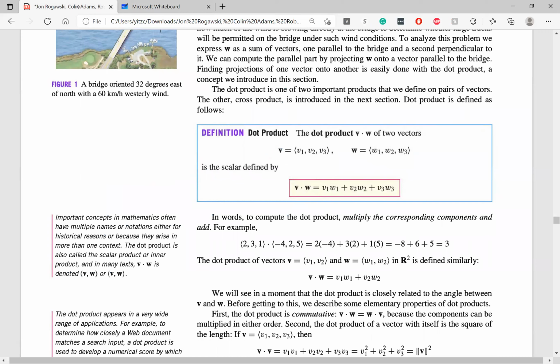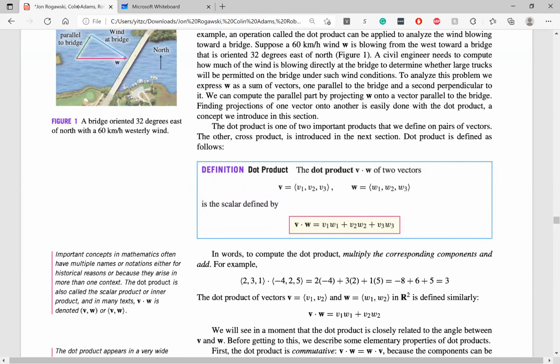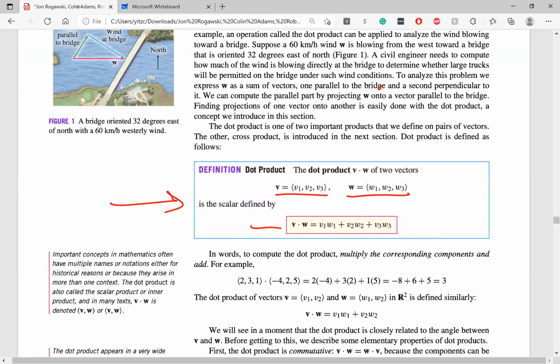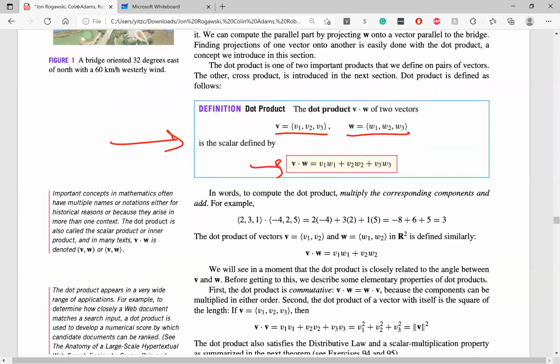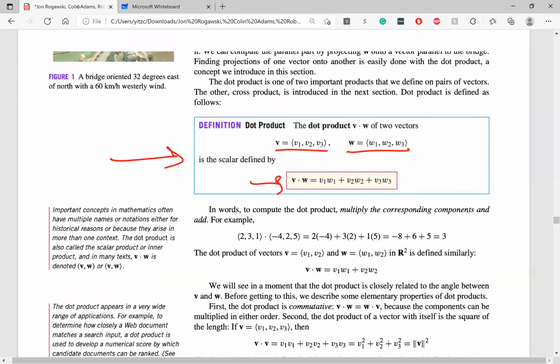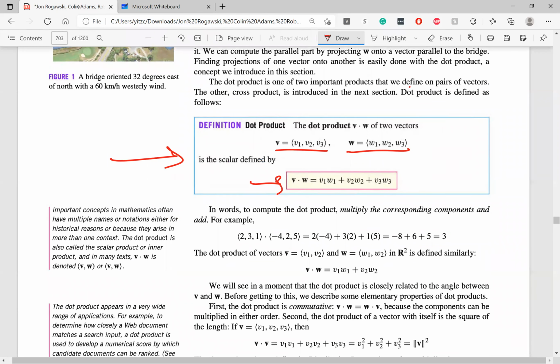So here is the definition. V is V1, V2, and V3. W is W1, W2, and W3. And when you dot them, you do V1 W1 plus V2 W2 plus V3 W3. So here's an example. Any questions so far?